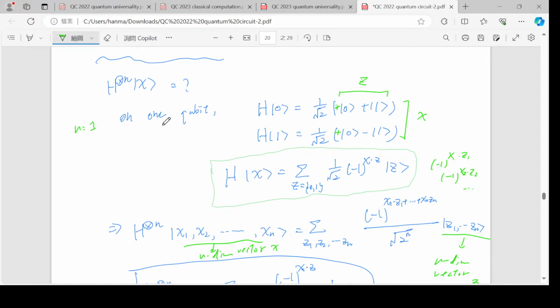Let's analyze this by 1 bit, in a 1 bit case as a start. So what's the gamma x? If we have just n equal to 1, so gamma on 1 bit. We know gamma 0 equals 0 plus 1, over square root 2, and gamma on 1 is 0 minus 1, over square root 2.